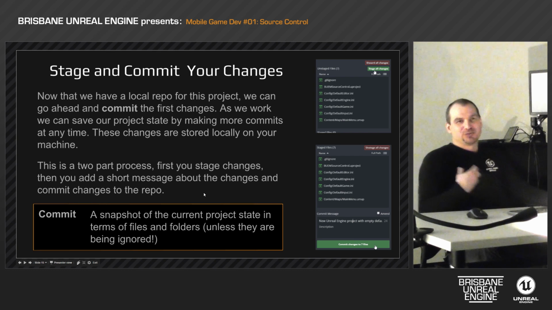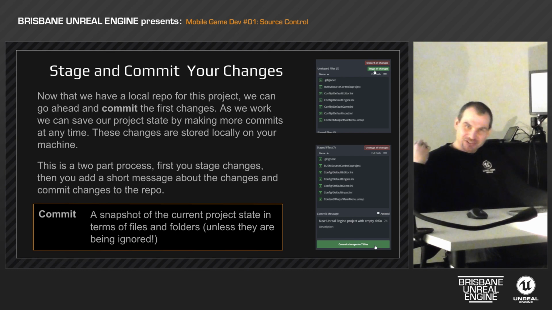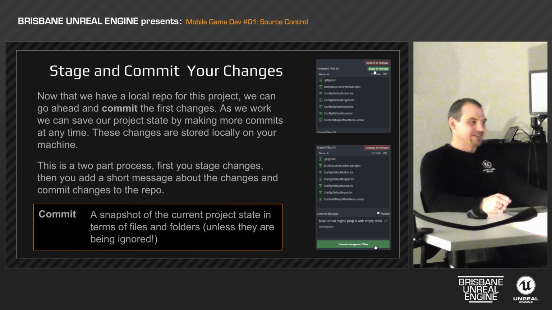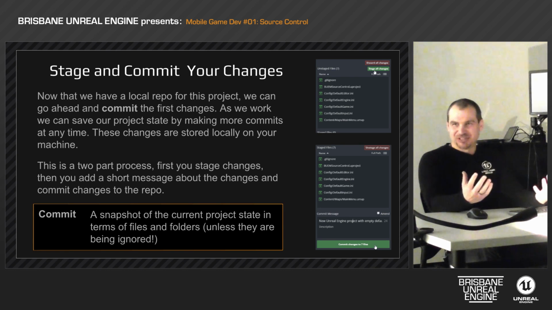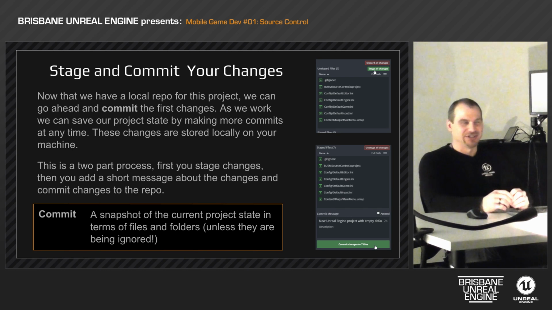Okay, so next thing we want to do is, now that we've got some changed files, let's commit them. And a commit, what is a commit? Well, a commit is a term used for capturing a snapshot of your current project files. So right now, our repo is empty. We want to capture all of our changes and then tell the repo to save a copy of those changes. That's called a commit.